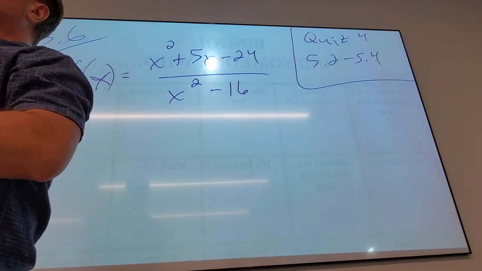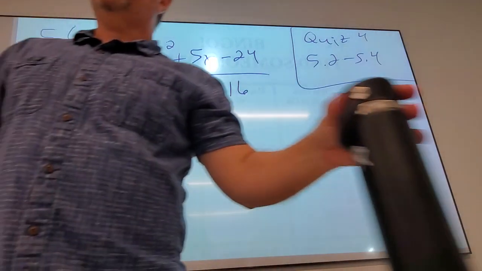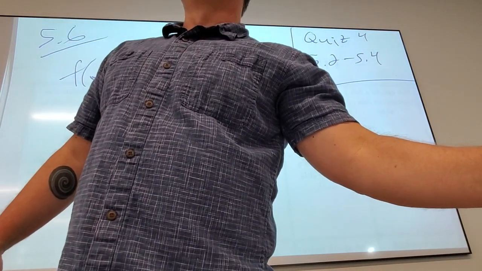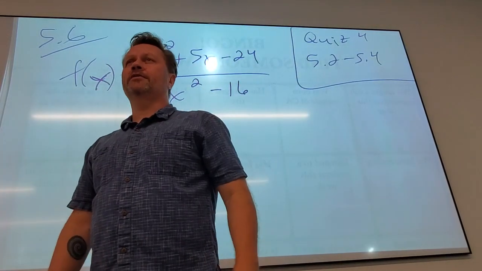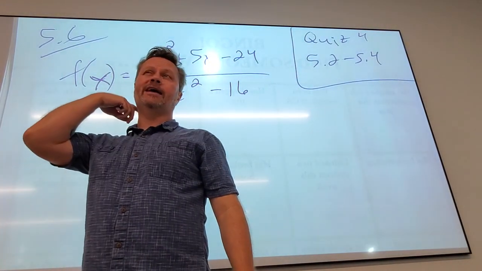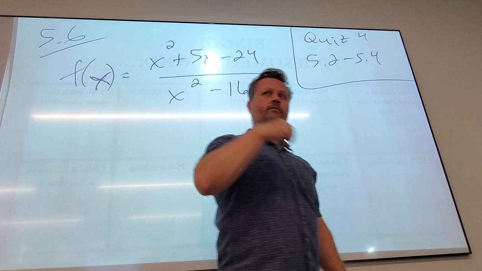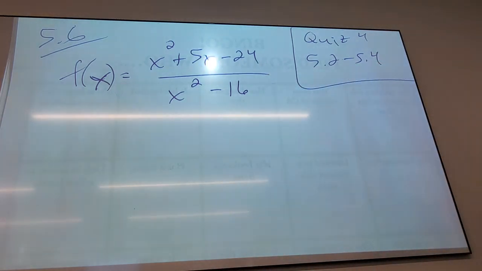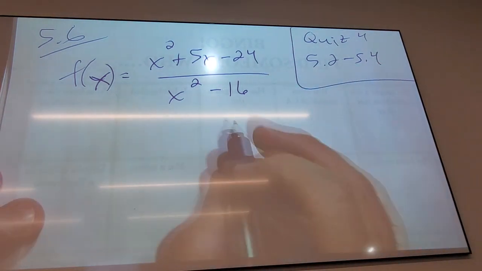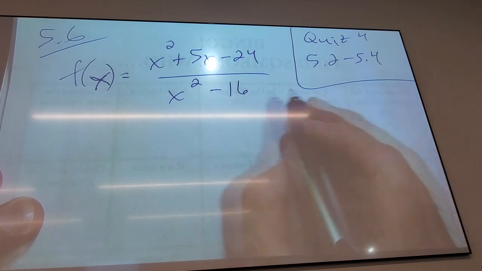Can anyone tell me, does this function freak out anywhere? Are there some values that this function cannot handle? Yeah, you can tell if you do what with the bottom.